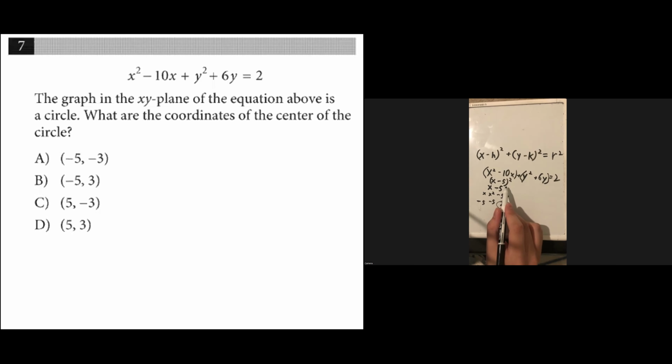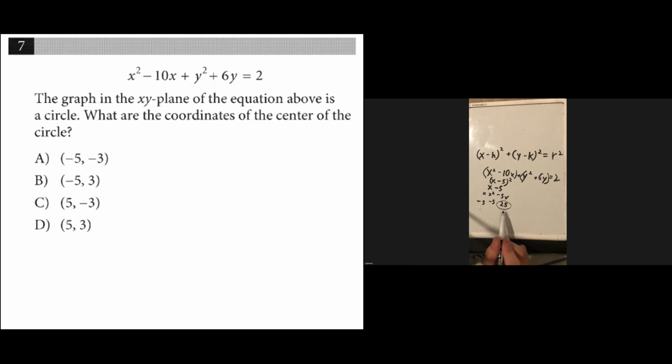And so what we'd have to do, because we have this remainder of 25, to get this negative 10 to cancel out, we had to do x minus 5, but x minus 5 squared gives us an additional 25, so we have to add 25 to the other side of the equation. So we'd have to do 2 plus 25, because we have this 2 here.